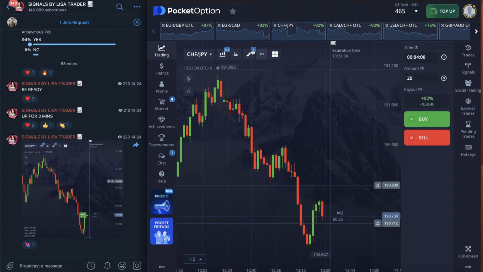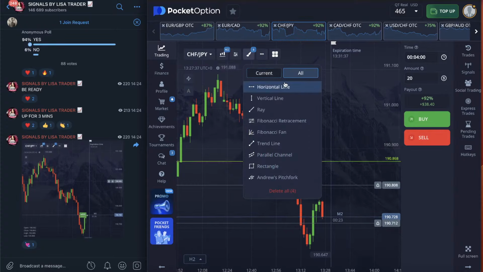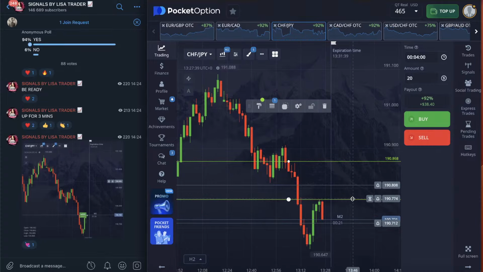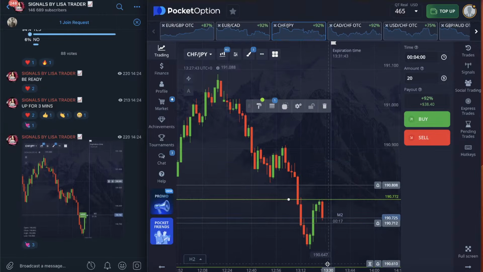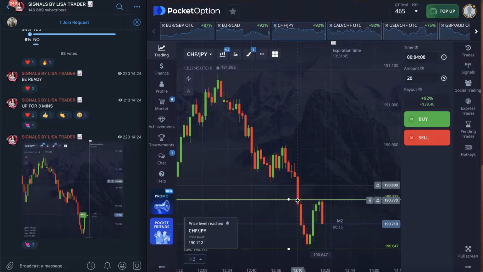Let's wait. Again it was the same situation as before. If it's like this, it's crazy. Maybe the levels changed and now this is the support, this is the resistance. Oh my god, what's wrong with this candle? You can see this is so big. It's crazy. Oh my god.